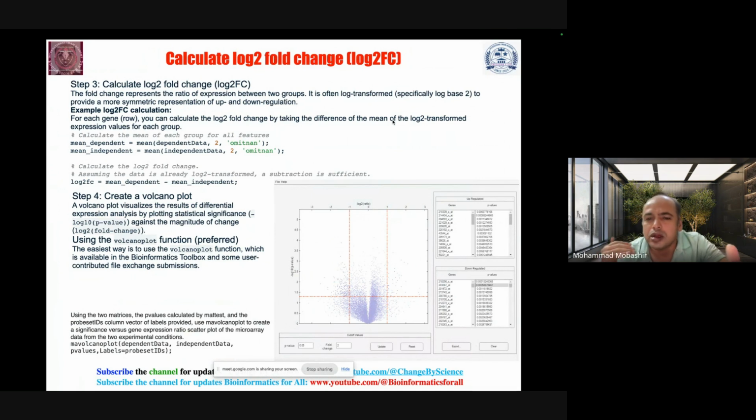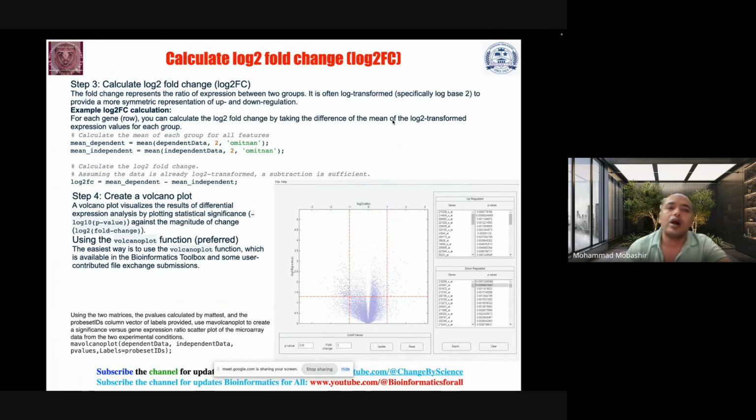But since there are 20,000, 40,000 genes, you need to write automated code in just 2 to 3 lines. So you need to take the mean of all the expression values for all the genes in each sample group. Then you need to divide the bigger mean value by the smaller mean value. Then you need to assign whether it is up regulated or down regulated. If the control or healthy sample is higher, then it is down regulated.